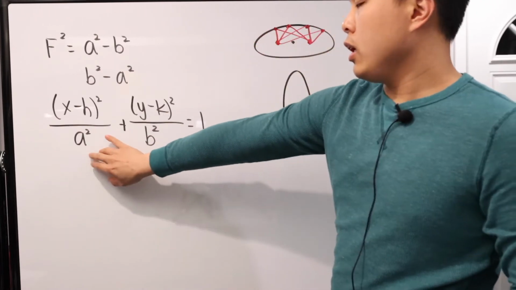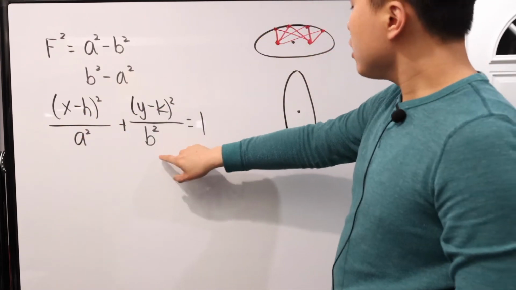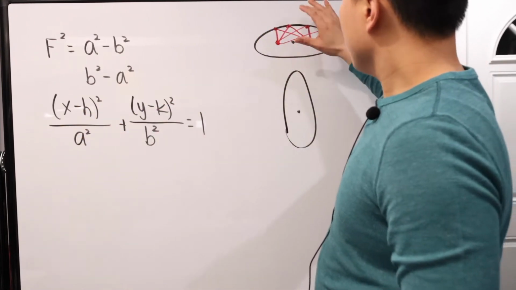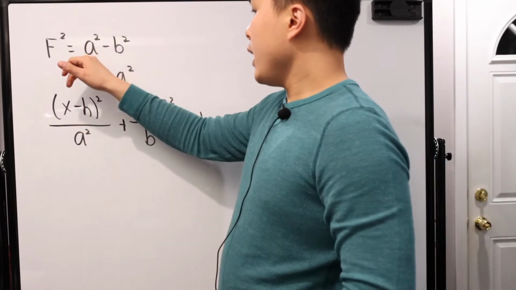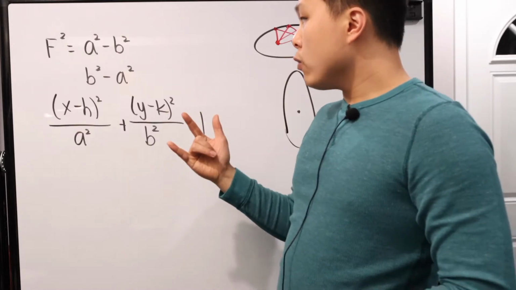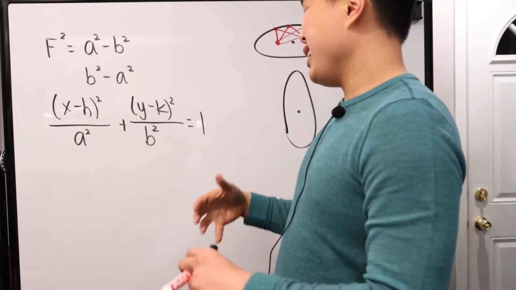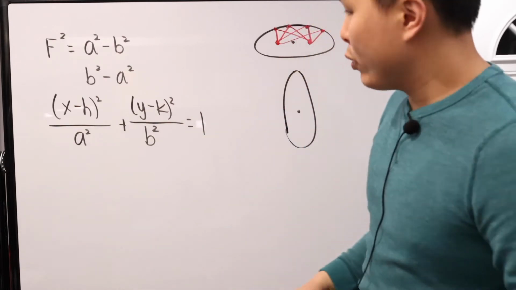Because a corresponds to the x coordinate, it's clearly bigger than b, which corresponds to the y coordinates. So in this case, a squared minus b squared makes sense. Whereas if you flip it over and a is the bigger number, b squared minus a squared is going to give you a negative number. And that's going to be a little weird.